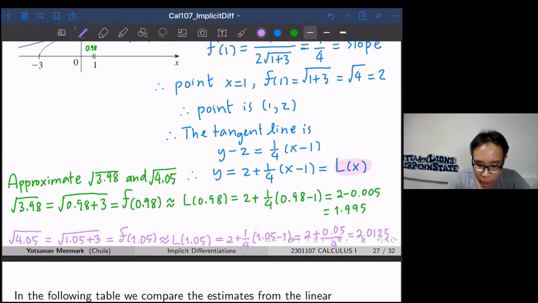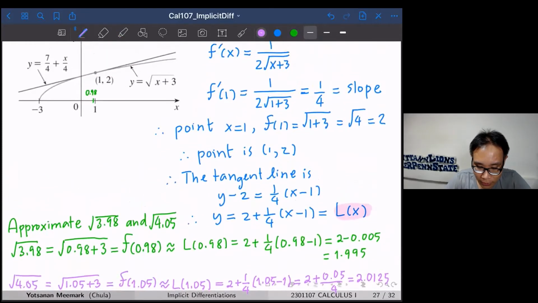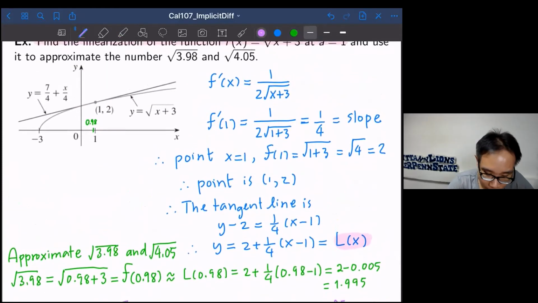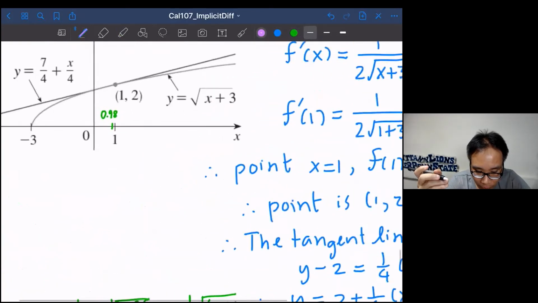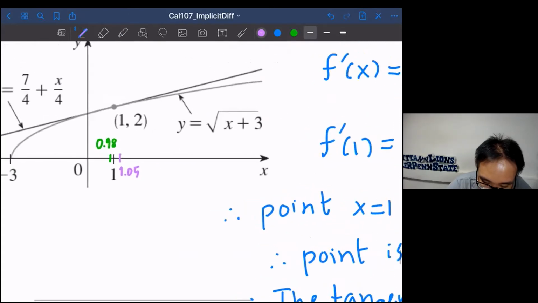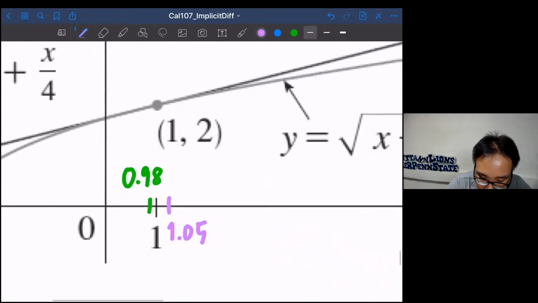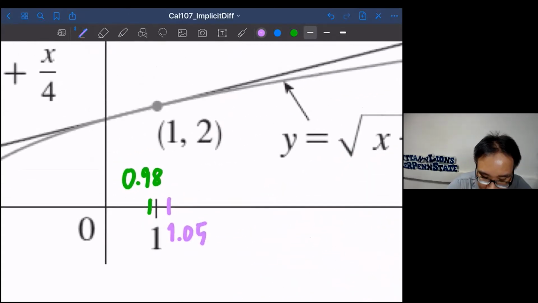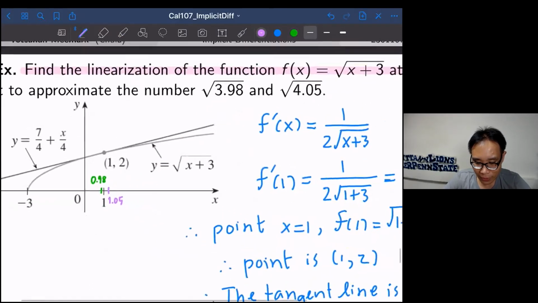Okay, so you see this one, let me put where my 1.05 is. So 1.05 is further a little bit. So this guy is 1.05. And you see that it's going to turn out to be very close to the real value. Okay, so you see that it's turned out to be very close to the real value here.